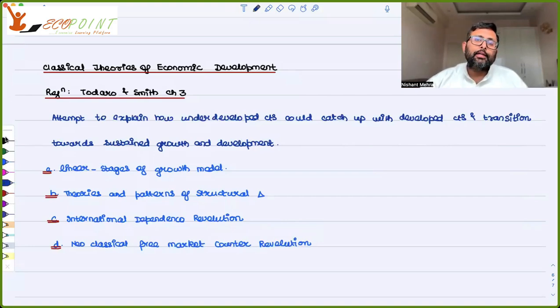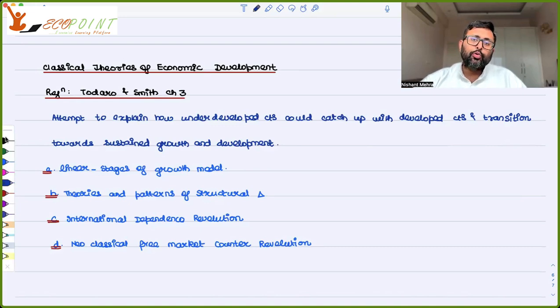There are different classical theories of economic development. Most of these theories are explaining this very important fact that there are underdeveloped countries and there are developed countries. These theories are explaining how underdeveloped countries are going to move towards developed countries, how that transition is going to happen from their underdevelopment towards development. And in that process, how these underdeveloped countries can have sustained growth and development, not just one spike, but sustained growth over a long period of time.